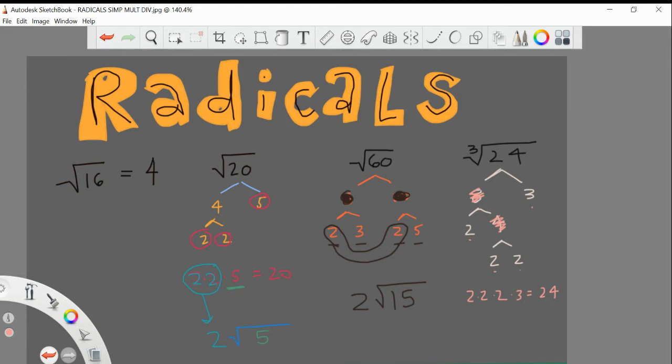So the big difference with this question, though, is that we have cubes. We have cube roots. So that means we need 3 things that multiply together that are the same. And so the only difference of this question is what?